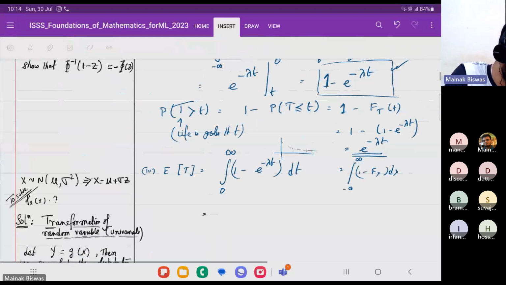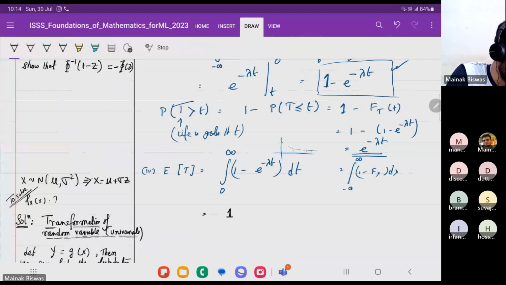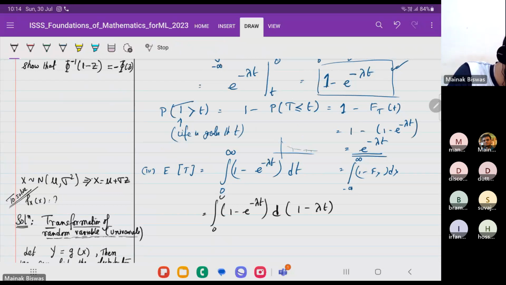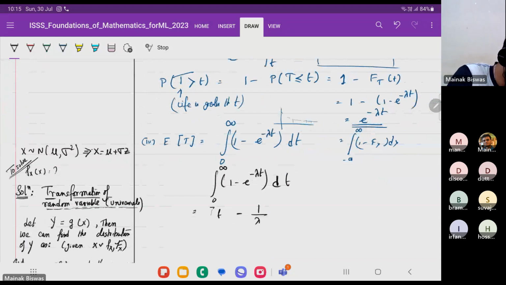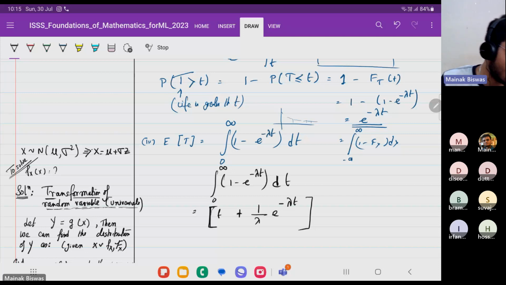Okay. Now, what will this integral be? So I can write it as 1 minus lambda t, or not? Do you agree I can write this or not? Although this is not making sense, wait. Let's just integrate it first. T minus 1 by lambda. I think there is a 1 by lambda e to the power minus lambda t. I have a plus here, from 0 to infinity. Right?